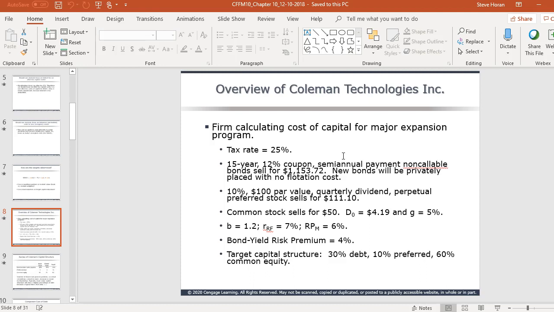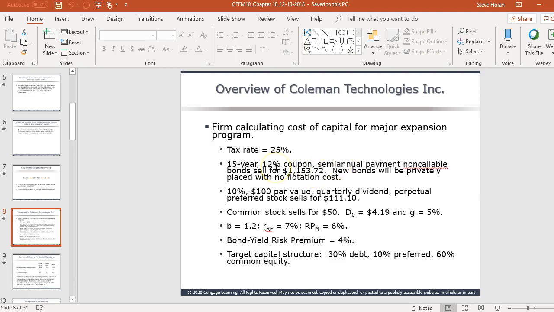And here's an example of doing that. They use an example of a company called Coleman Technologies, and we're going to calculate the cost of capital for a major expansion. So Coleman wants to get bigger, and they're trying to come up with what their current WACC is, based on information, and they're going to focus on markets and targets. So this is the calculation to help them make a decision about what their WACC is as they make a decision about how to finance expansion. So their tax rate is 25%.